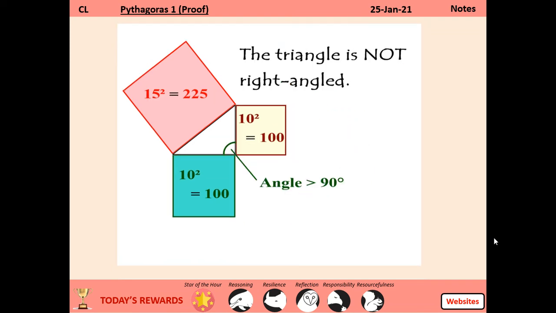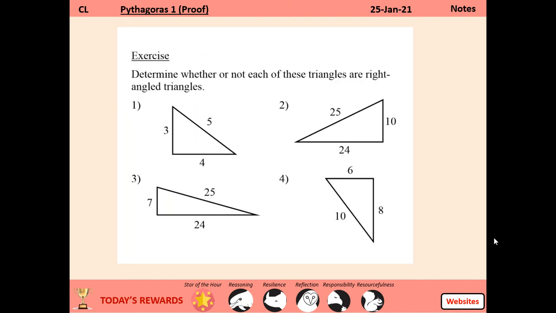Okay, what I'd like you to do now is please pause the video, copy down these questions in your book, and I want you to prove for me whether they are right angle triangles or not. So please pause the video and press play when you're ready to carry on.